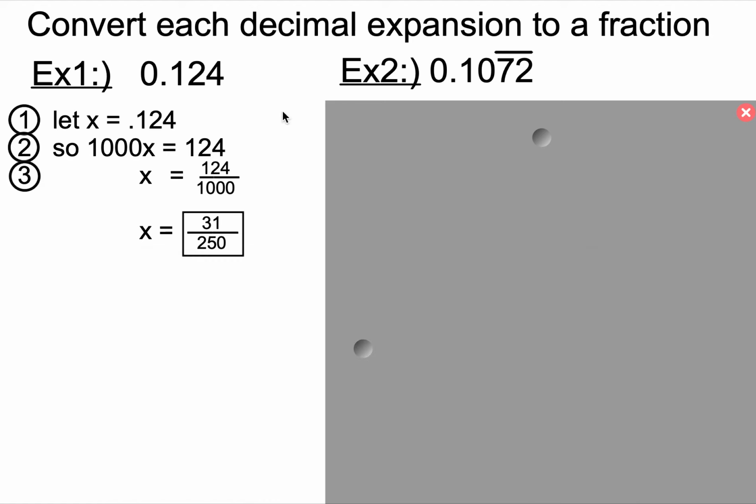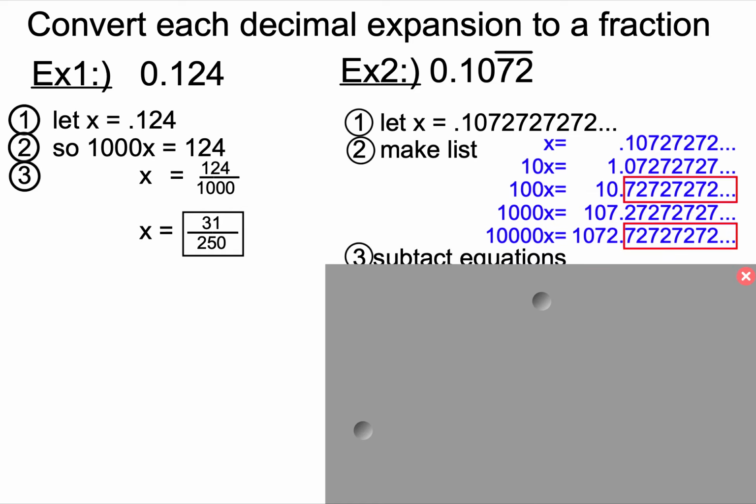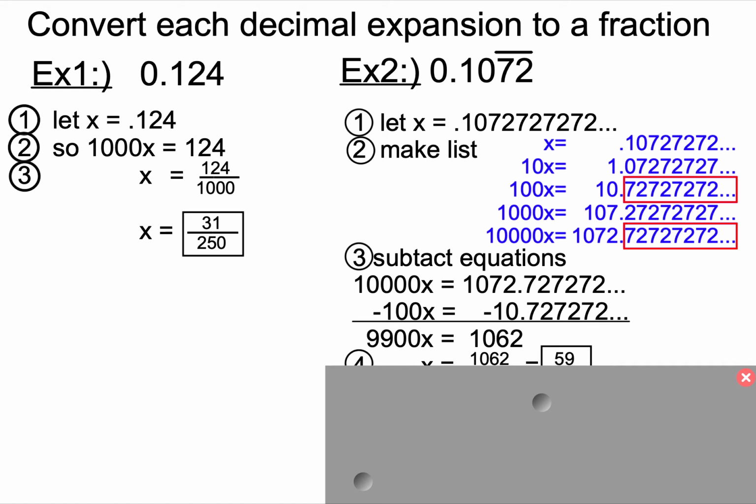Now for this one, let's change 0.1072 with the 72 repeating into a fraction. First, you want to let x equal that number. And here I've written it in ellipsis notation with the dot, dot, dot at the end. You make a list. I've made a list of x, 10x, 100x, 1000x, 10,000x. And I stopped there because at that point I had found two with the same decimal parts, specifically 7272. So 72 repeating. The next step is I go ahead and subtract the equations.